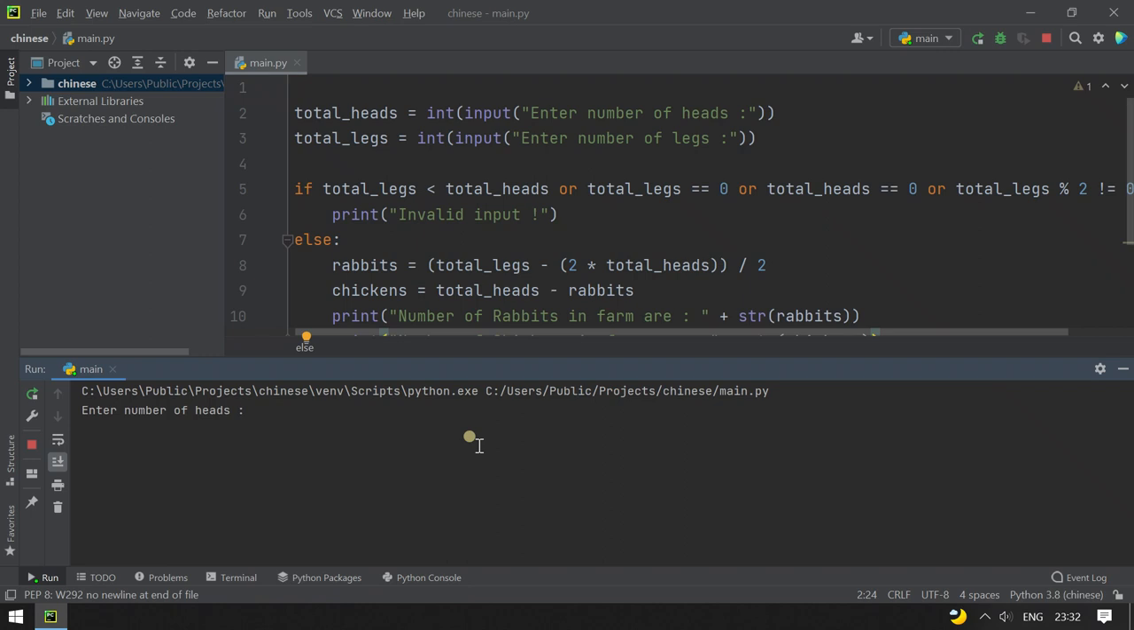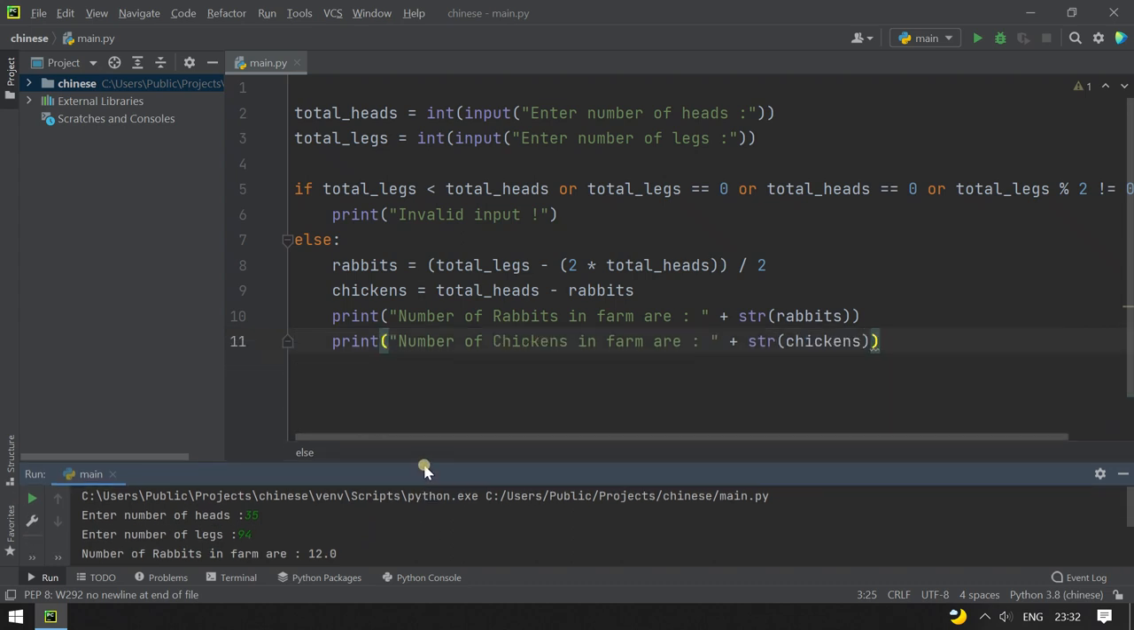You have total number of heads is 35 and total number of legs are 94, so you get number of rabbits in the farm are 12 and number of chickens in the farm are 23. So this is the solution.